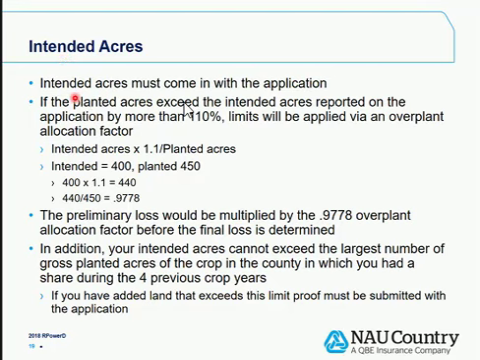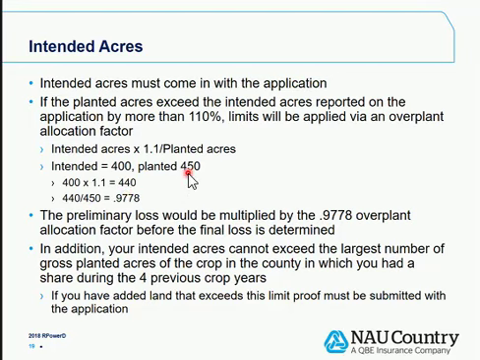Okay, intended acres must come in with the application. You can also see that we have a rule, similar to PriceFlex and other pricing products, that the acres reported on the application cannot exceed 110% of those intended acres. There will be a limit applied via an overplant factor, basically that 10%. The way it works is we intended 400, planted 450, and 110% of 400 is 440.